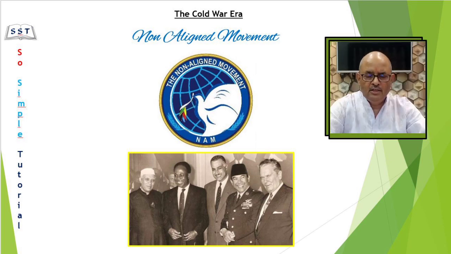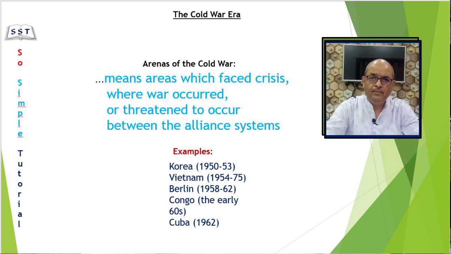Let us now discuss the arenas of the Cold War. When we say arenas of the Cold War, we mean the areas which faced crisis, where wars were fought, or there was a possibility of war between the two alliances. We have very recently read about Cuban Missile Crisis. So Cuba was one arena of Cold War. Similarly, during the Cold War, crises occurred in other parts of the world also. Sometimes situations went beyond threats and resulted in armed conflicts. But in none of the cases, conflicts led to another world war.